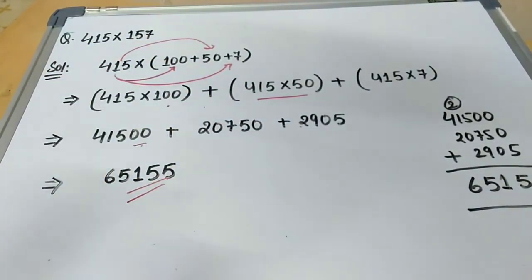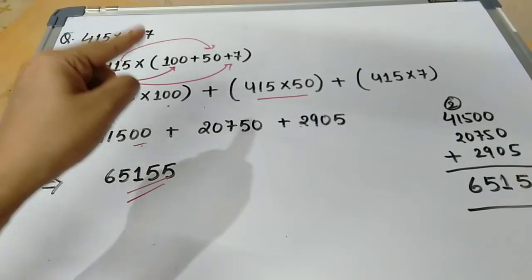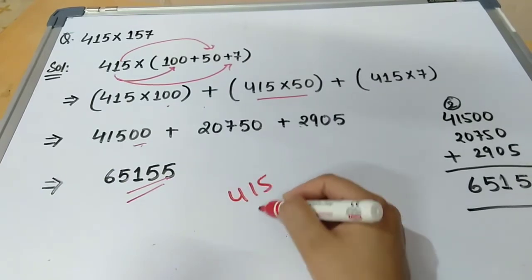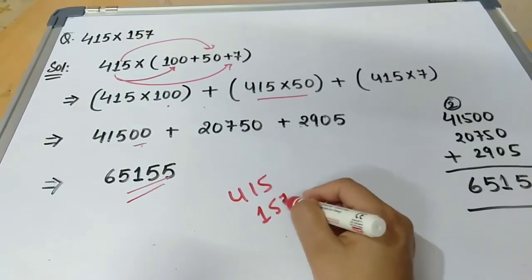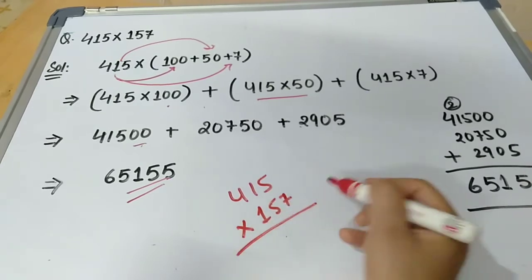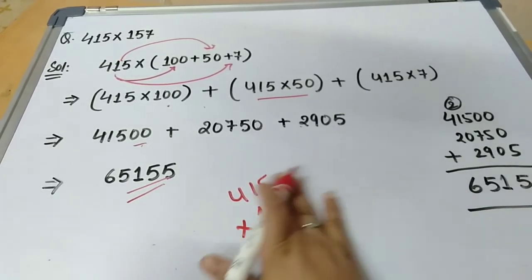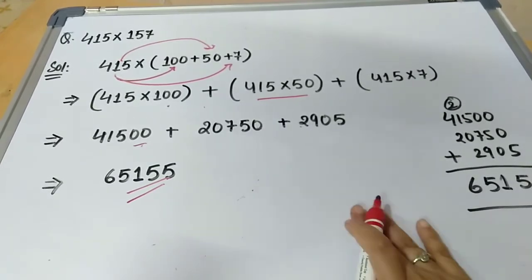Whenever the question says find using the distributive property, then you have to do it in this way only. Don't directly multiply. If the question says to use this method, then you have to use that method only. If you directly multiply, you will not get any marks.